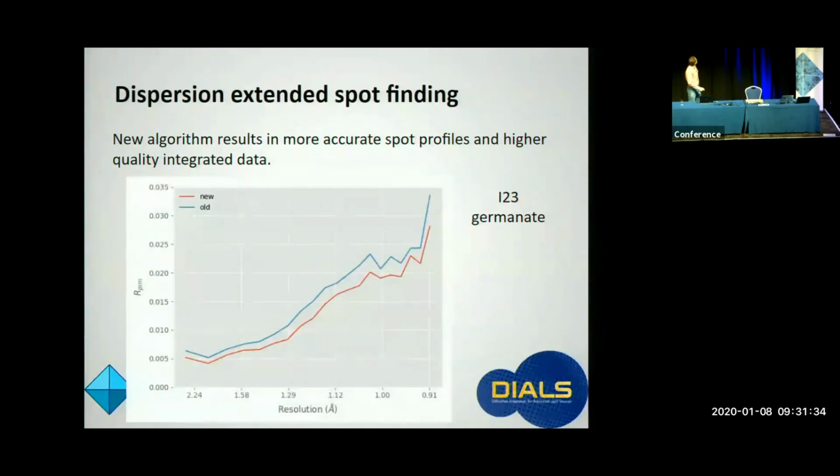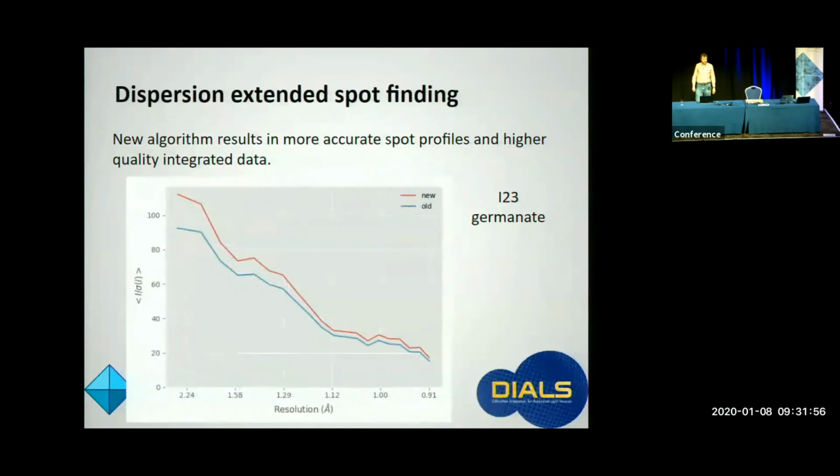So although you should never look at a graph of merging R factors versus resolution, here's a graph of merging R factors versus resolution. This is kosher because we're looking at a comparison between two methods. In this case, the new method gives lower R factors across the whole resolution range. And of course, better graph, we get better I over sigma across the whole resolution range as well. So the difference here was just choosing a different spot finding algorithm within the xia2 run.